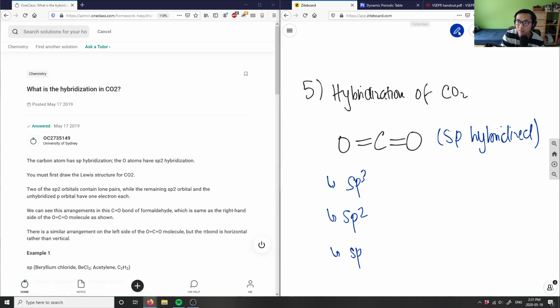In sp3, a good example is CH4, right? CH4 is sp3 hybridized, and it gives us a tetrahedral shape. For sp2, if I have one double bond, I'm forming one pi bond, and I would get sp2 hybridization. In the tetrahedral case, I have all sigma bonds.